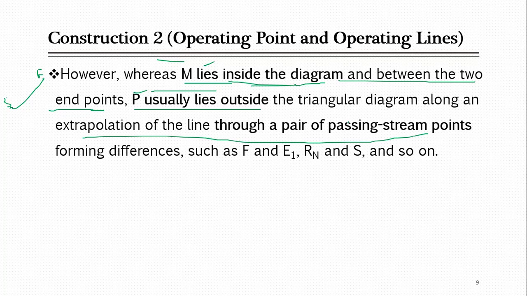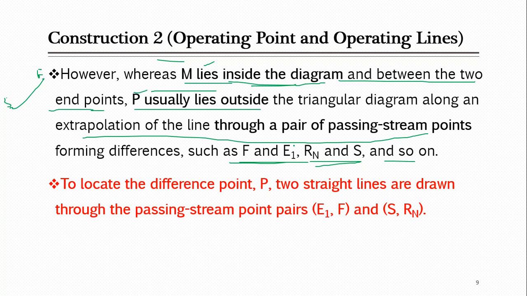And what are those passing stream points? Passing stream points are points like F and E1, which is one pair of passing streams, like Rn and S as you have seen, that is another, and many others you have seen, like R2 and E1, R1 and E2, as well as R2 and E3 and many others. Those are all pairs. They are all equal to P, so that P will lie outside the diagram, and the diagram will be connected through P to the other points.